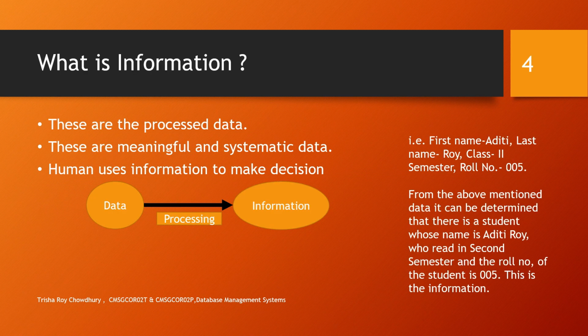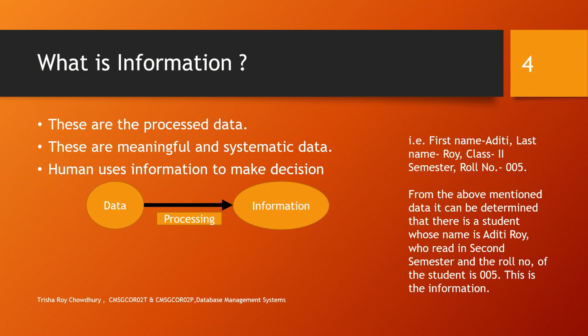Now, what is information? These are the processed data. These are meaningful and systematic data. That is, we can say the meaningful and systematic data are called information. We, the human, use information to make decisions. After processing, the data becomes information.